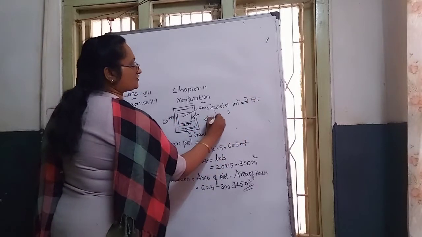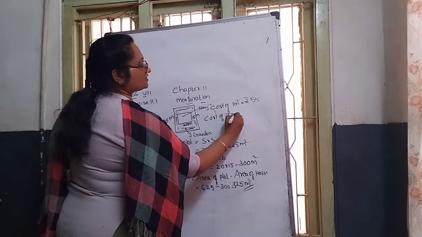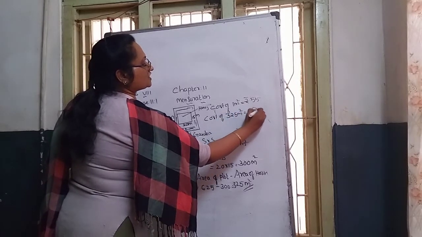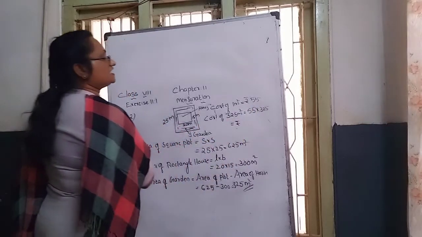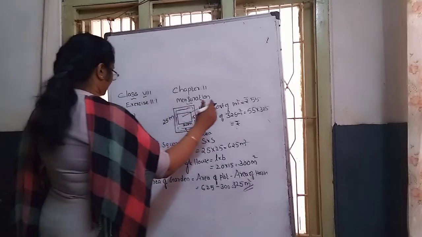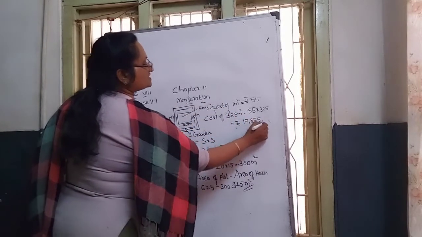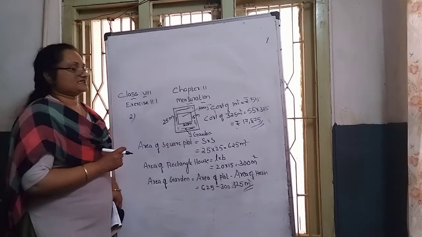So the cost of the garden: how much area does it have? 325 meter square area garden cost. How to find it? 55 into 325 rupees. That means how many rupees? 325 into 55 becomes 17,875 rupees she spent for gardening. I hope you can understand this part.